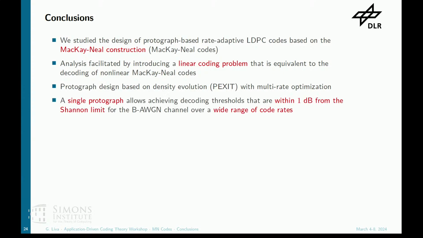issues. And the results are promising in the sense that we are able to build a single LDPC code based on a protograph construction that is able to perform in the asymptotics within 1 dB from the Shannon limit over a wide range of code rates. So we have an error floor analysis that also helps to address low error probabilities.